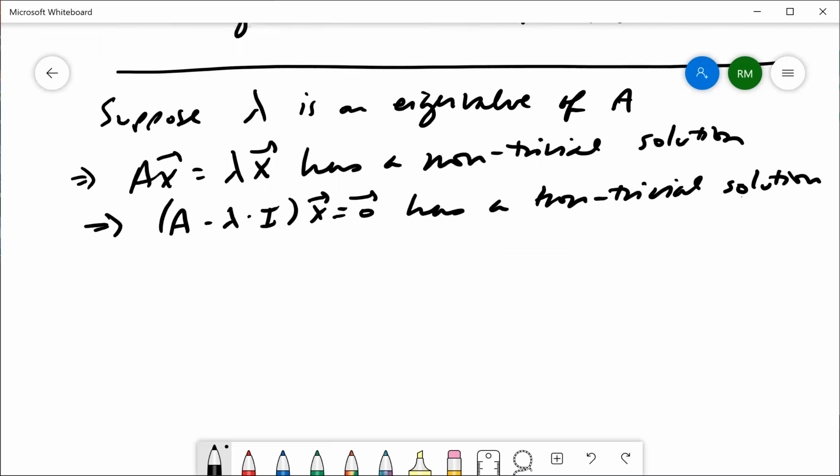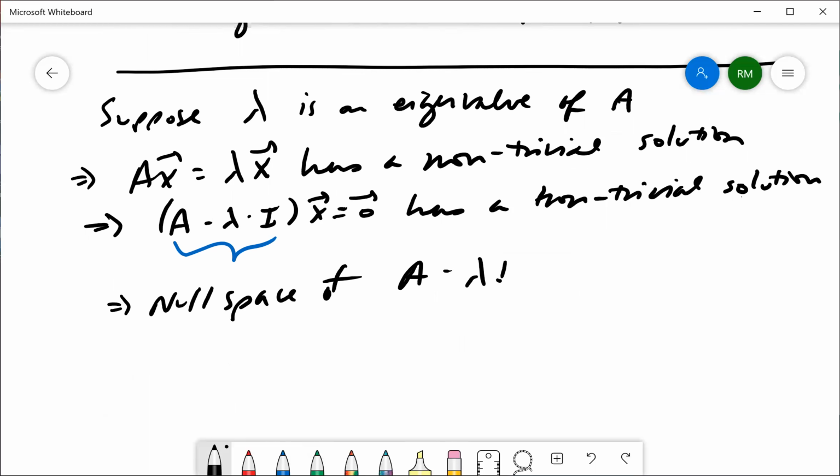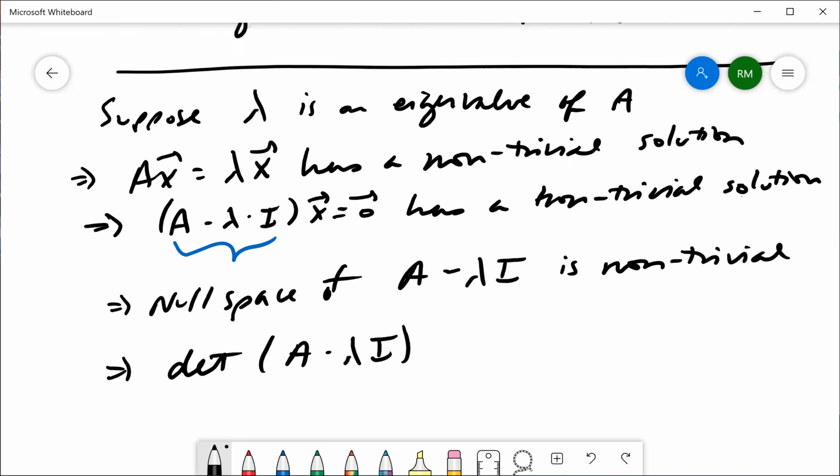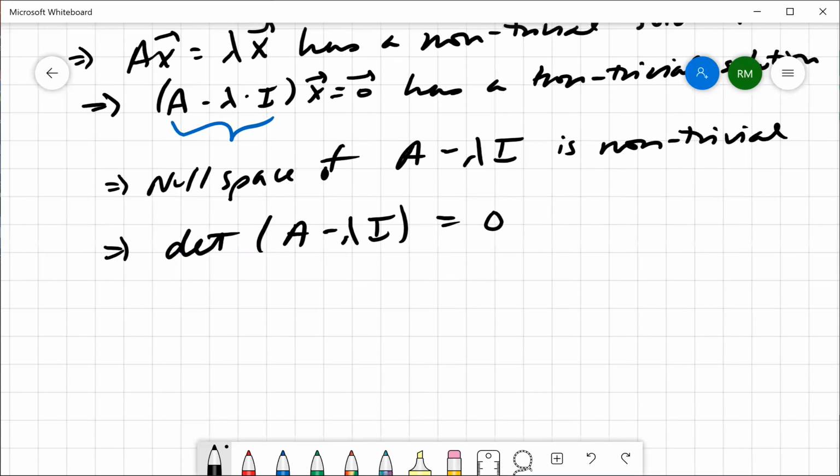So what do we know about matrices that have a non-trivial solution? Well, this tells us that the null space of A minus lambda I is non-trivial. That means the null space has more than just the zero vector. And what does that tell us about the determinant of this matrix? It must equal 0. So you're actually going to get an algebraic equation, a polynomial, that you're going to be able to solve to find the eigenvalues.